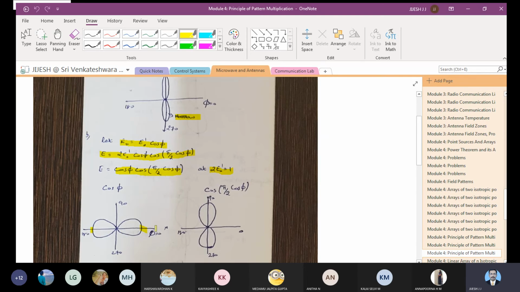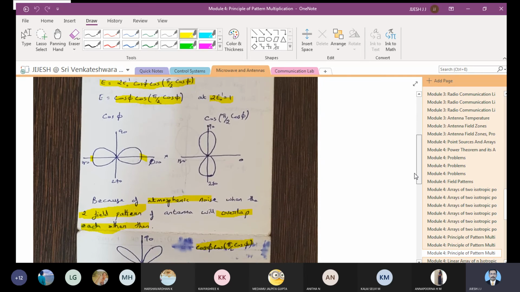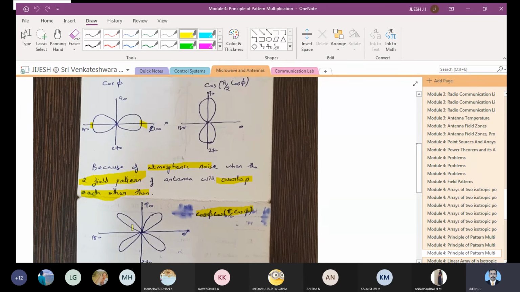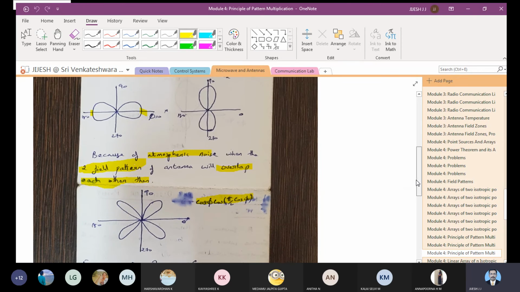So let us multiply these two things. You will be getting the pattern in all four directions. So cos phi times cos of pi by 2 cos phi, you will get the pattern in all four directions. When the two field patterns of the antenna overlap each other, then you will get the pattern in this form.